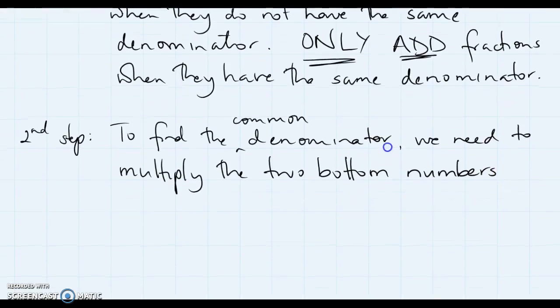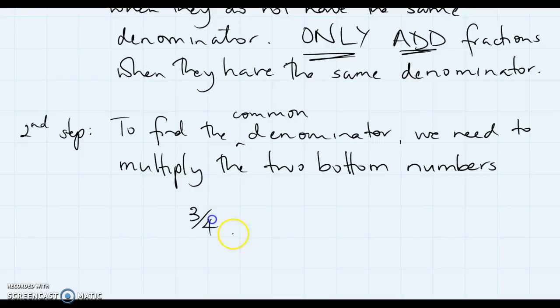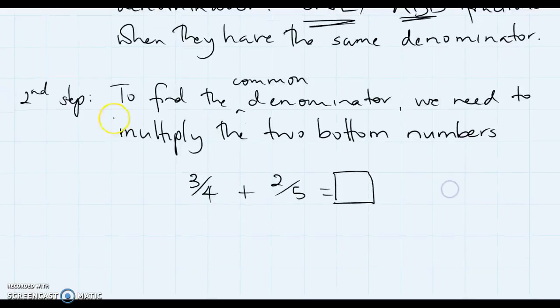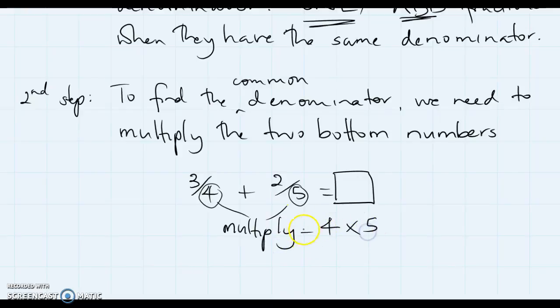Okay, what's our problem again? Sorry, 3/4 plus 2/5 equals, we don't know. So second step, to find the common denominator, we need to multiply the two bottom numbers. So that is that number and that number, and we need to multiply them. So we now know that 4 can go into 20 5 times. 5 can go into 20 4 times.